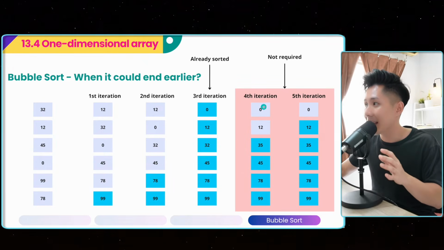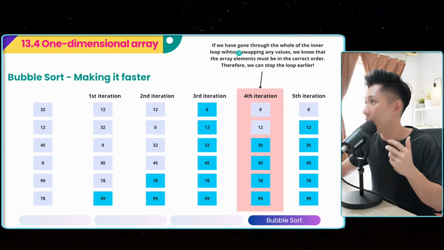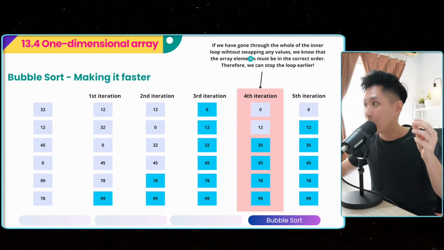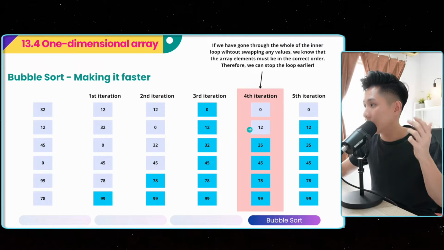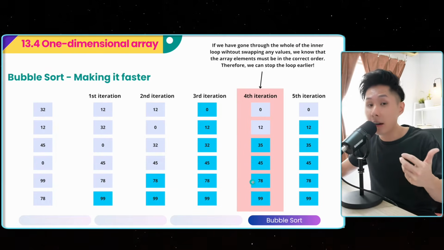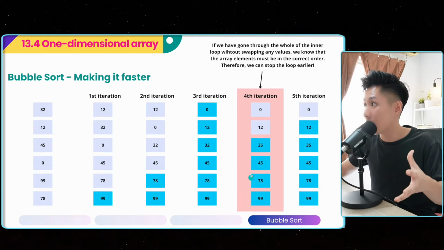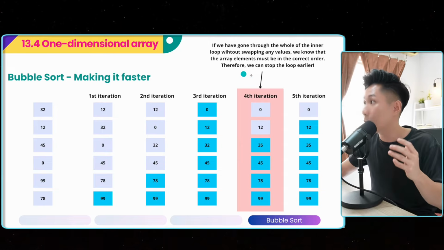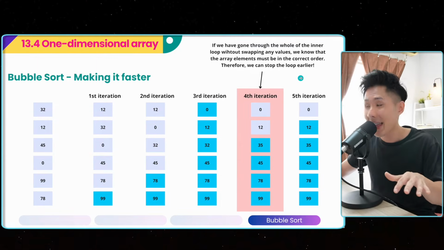And the criteria is that, look, if we have gone through the whole of the inner loop without swapping any value, meaning we compare first and second, second and third, third and fourth, and so on and so forth, and we find that no swapping occurs, this means that all the values have been sorted, meaning we can stop the loop earlier.